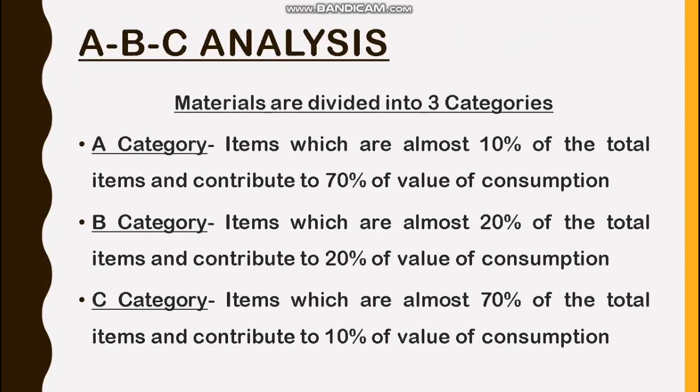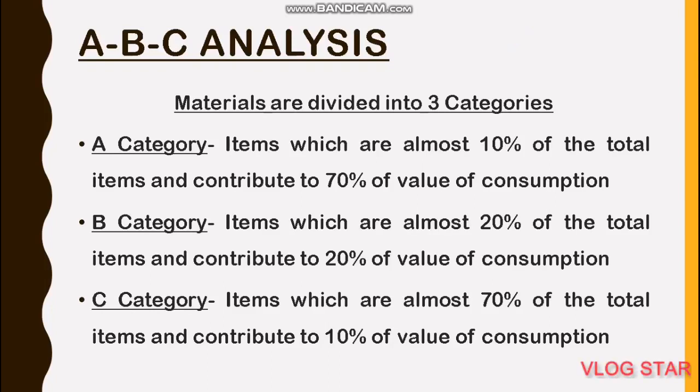Next technique is the A, B, C analysis. Under this technique, the materials are divided into three categories: A category, B category and C category. A category includes all those items which are almost 10% of the total items and they contribute to 70% of the value of consumption. B category includes items which are almost 20% of the total items and contribute to 20% of the value of consumption.